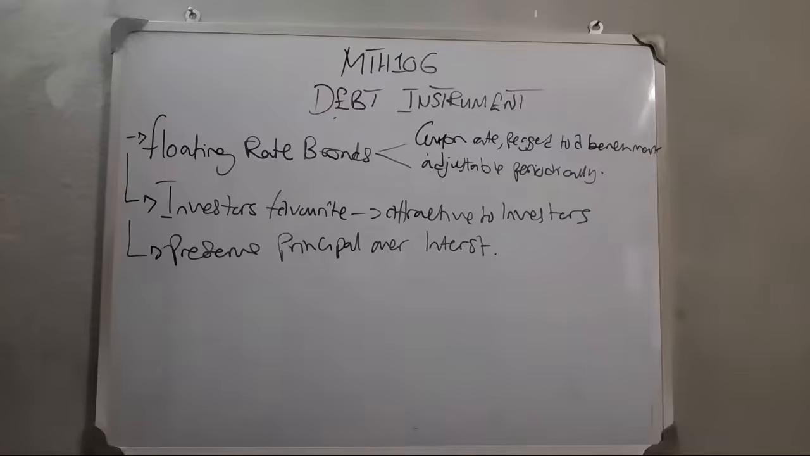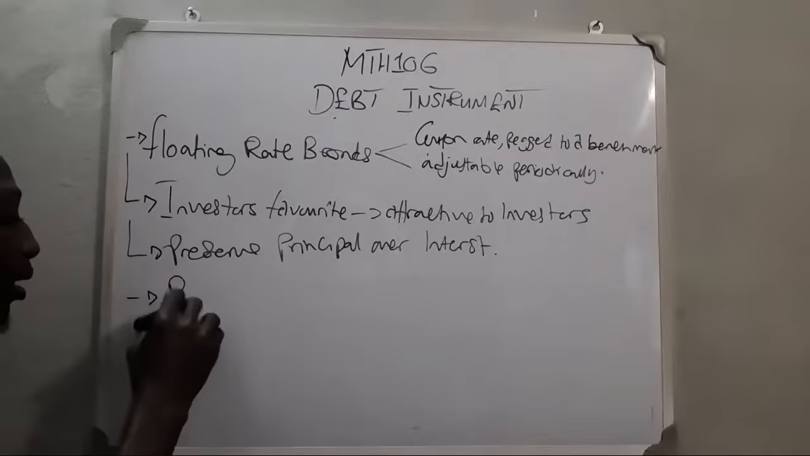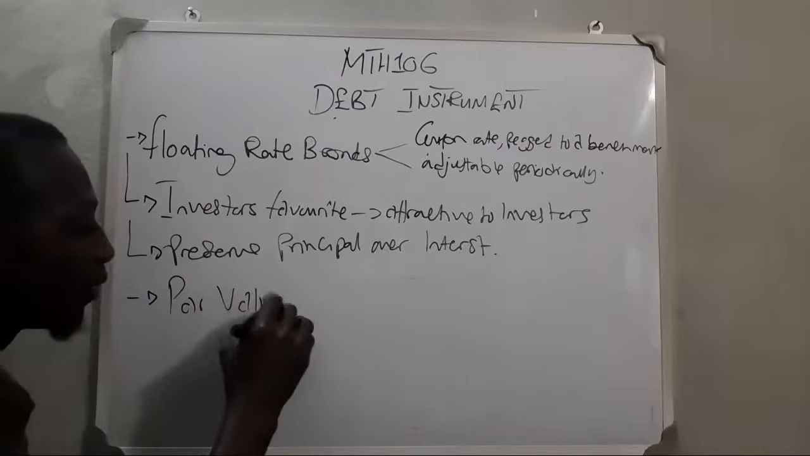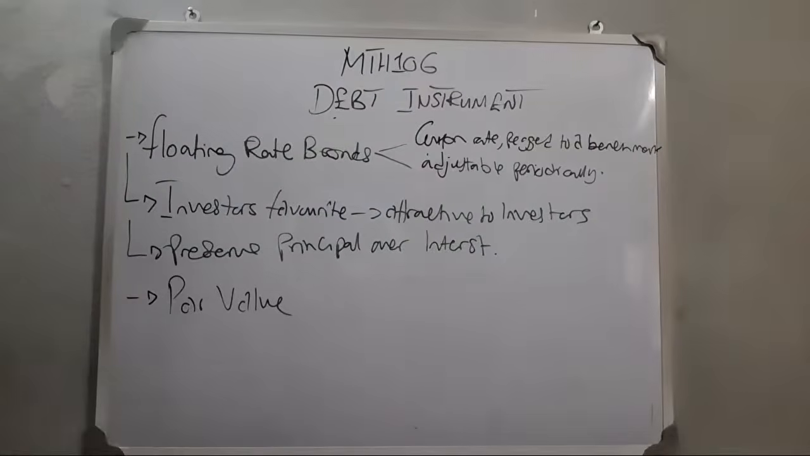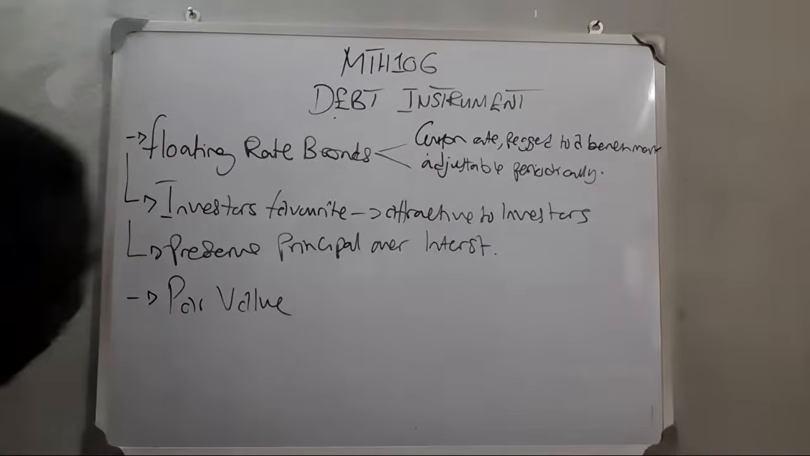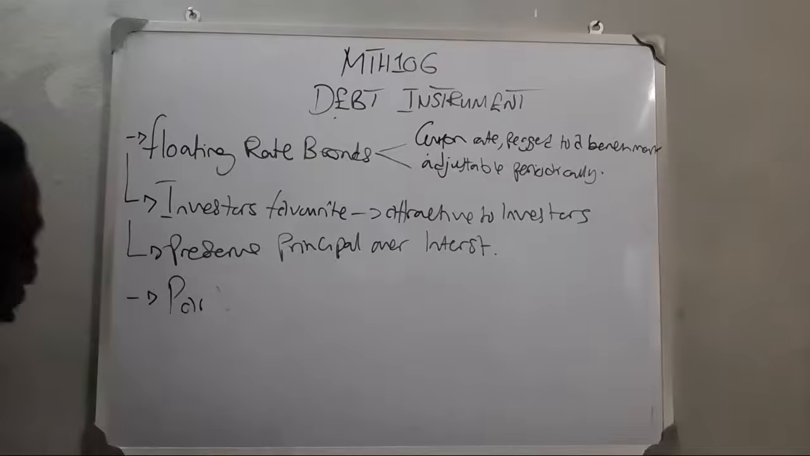The guarantee that you get your principal back, even though interest might not come. It is preferable to them because there's an assurance that the principal is being preserved over getting an assured amount of income. And we have something called the par value. When we say par value, par amount.